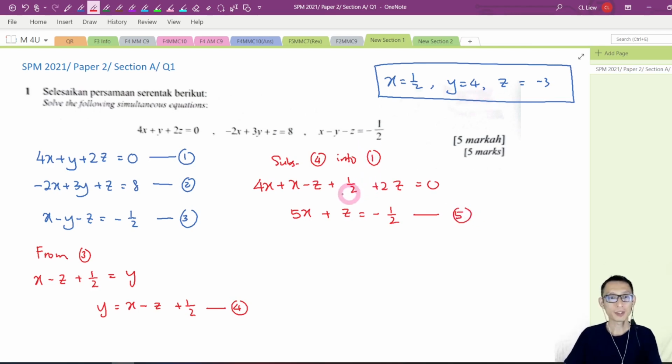Now, let me do the same thing for the second equation. I'm going to substitute the fourth equation into the second one. So same thing, when I see y, I'm going to replace the y by this. So negative 2x plus 3y. So remember to put a parenthesis.